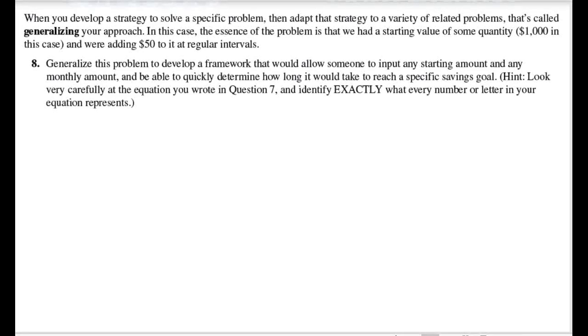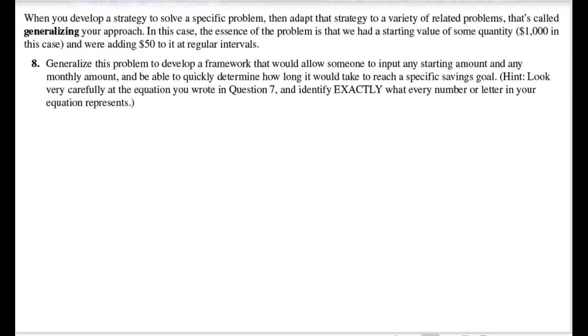That's called generalizing your approach. In this case, the essence of the problem is that we had a starting value of some quantity, in this case $1,000, and we're adding $50 to it regularly. So generalize this problem to develop a framework that would allow someone to input any starting amount and any monthly amount and be able to quickly determine how long it would take to reach a specific savings goal.